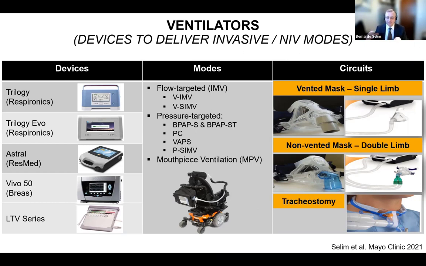In these devices that we call ventilators, we can use a venting mask with a single lumen, as you can see here, but also we can use a double lumen with no venting mask, and we can connect it to the trach. And for that, we stop calling it non-invasive and we call it invasive ventilation at that point.